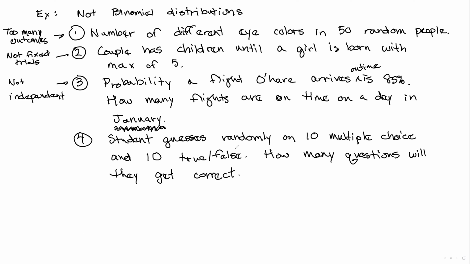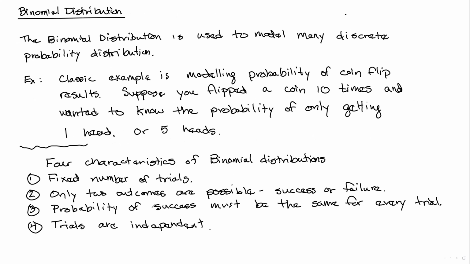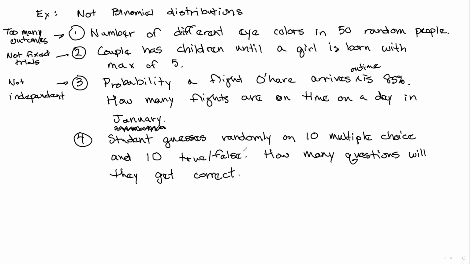And then finally, I think this one is the least obvious of the four. The student guesses randomly on 10 multiple choice and 10 true false questions. So there's only one possibility left: the probability of success must be the same for every trial. The probability of getting a multiple choice correct and the probability of getting a true false correct is not the same. Because of that, we have different probabilities of success, and so that doesn't work.